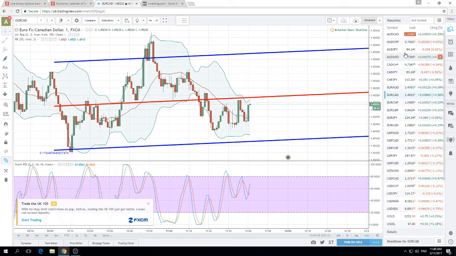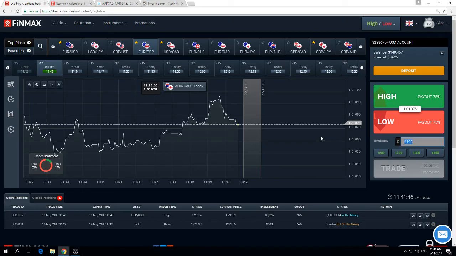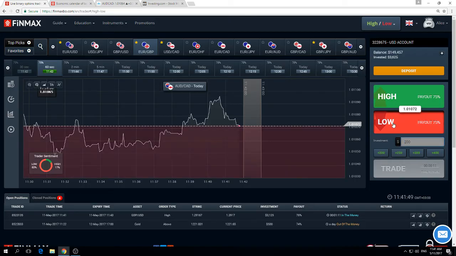Let's see if Australian to Canadian dollar, if this asset is available currently. And here I would enter for 1 minute for low. Well, it would be better for 30 seconds, but we don't have this option.